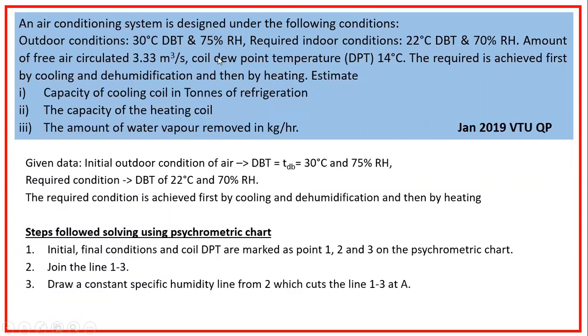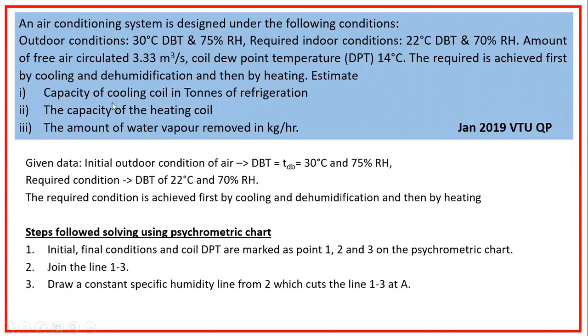We go to the chart and see. Also, the amount of fresh air circulated is given as 3.33 meter cube per second, and the dew point temperature of the coil is also given. So we need to note down the 3 locations: the inlet condition 1, the required condition 2, and the dew point temperature 3. So mark these 3 points. Then the required condition is achieved first by cooling and humidification and then by heating. So we'll see how to do that.